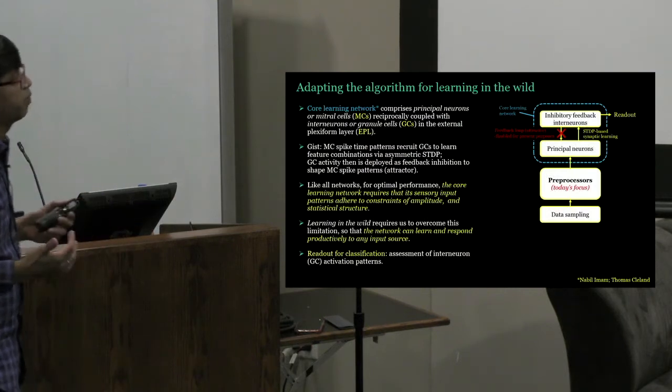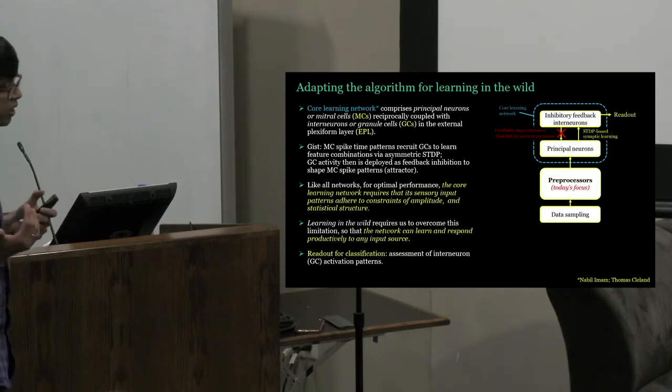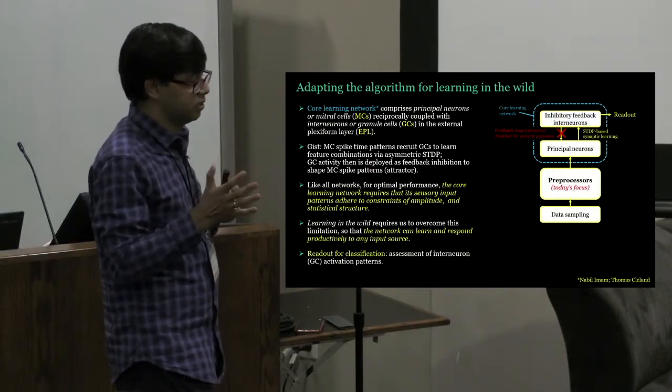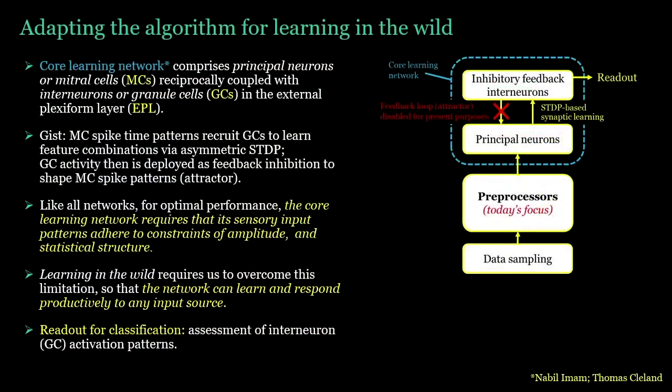Now, like all networks, for optimal performance, the core learning network requires that the sensor input adheres to some ranges of amplitude and statistical structure. I am talking about learning in the wild, which means I have no control over the input that is coming in. But I want the network to learn and respond productively to any input source.